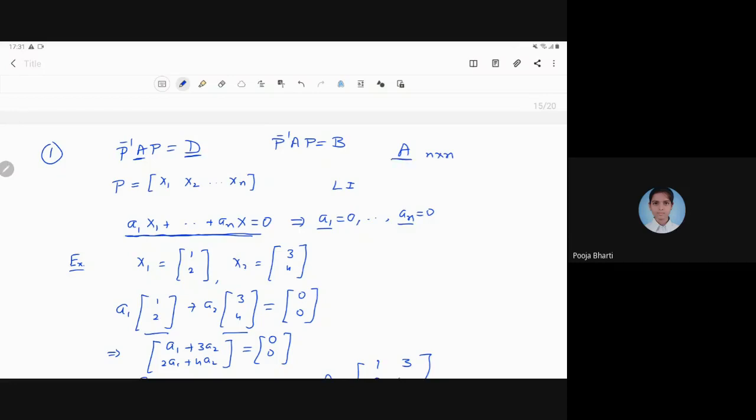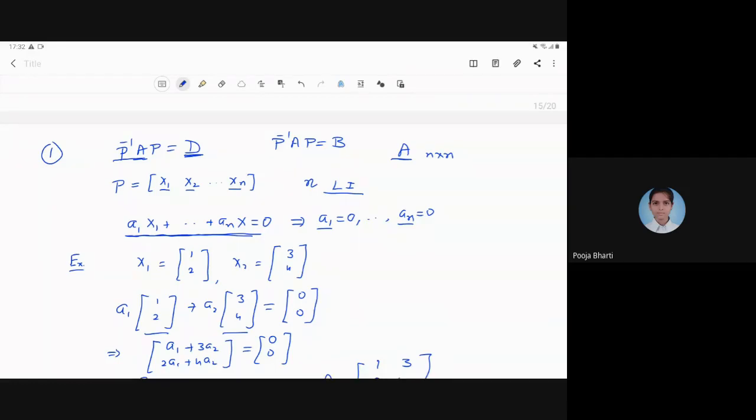First find the eigenvalues of A and then find its eigenvectors. If A has n linearly independent eigenvectors, say x1 to xn, the condition is that these should be linearly independent, then this P can diagonalize A. And in the diagonal form, what do you get? Exactly the eigenvalues of A, right?